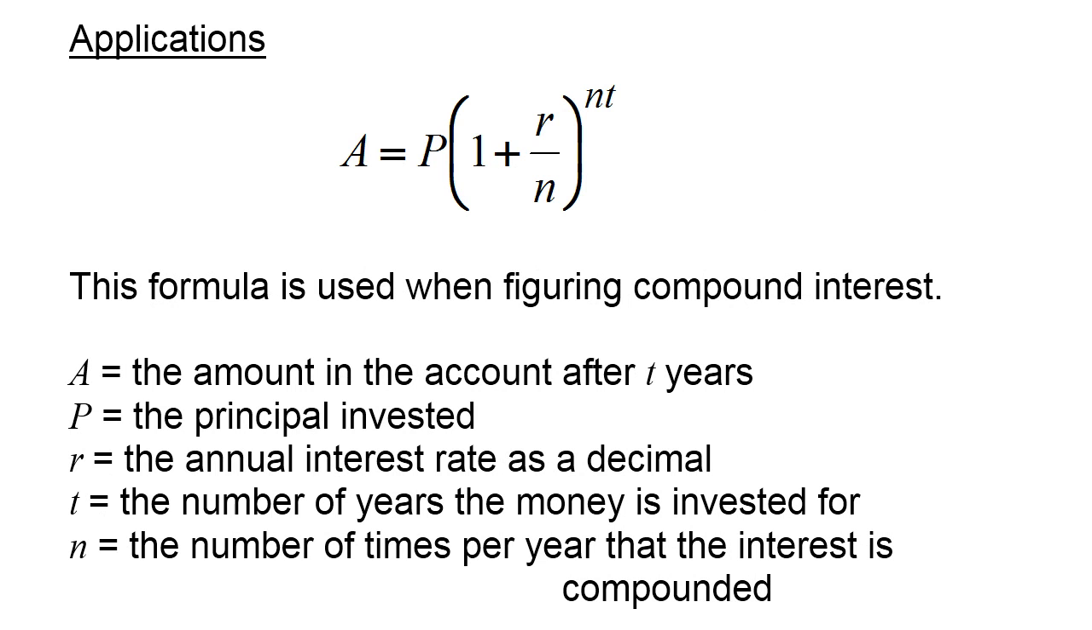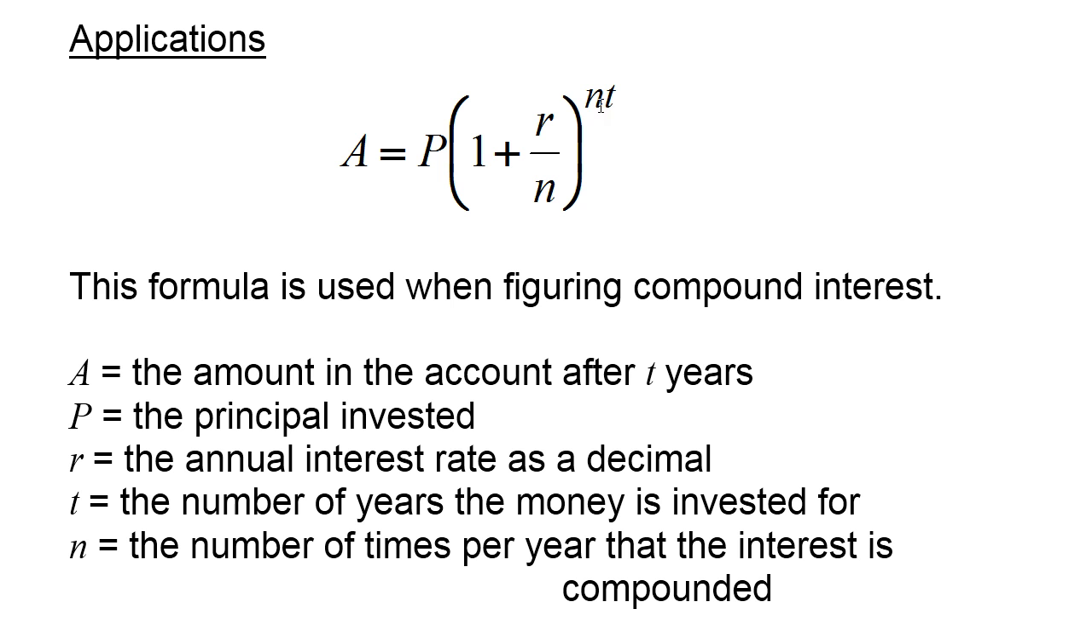Here's a place where you might see an exponential function. It's often used in banking. This is a formula for figuring compound interest. The A stands for the amount that you have accumulated in your account after T years. So T stands for the number of years. P is the principal that you start with. R is the annual interest rate as a decimal. And N is the number of times per year that the interest is compounded.